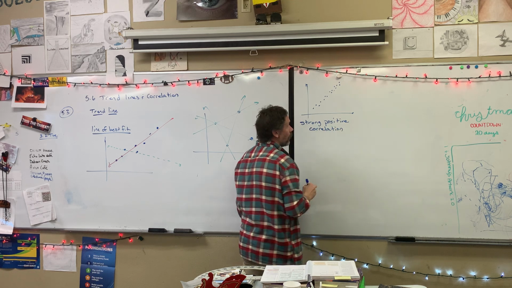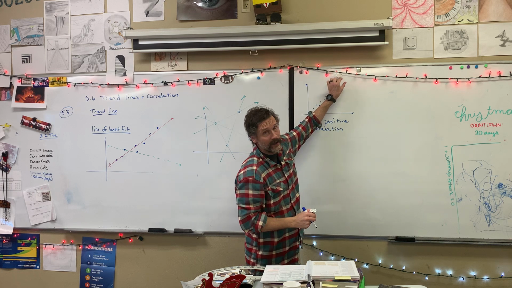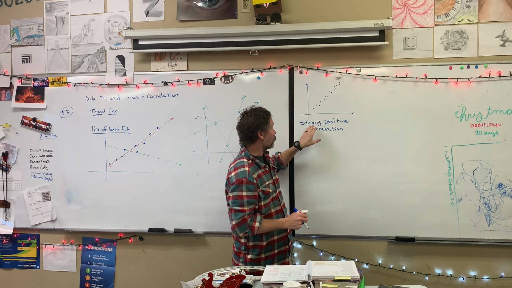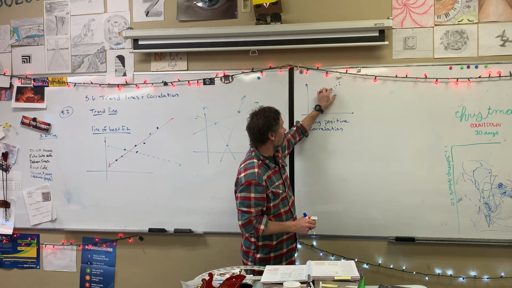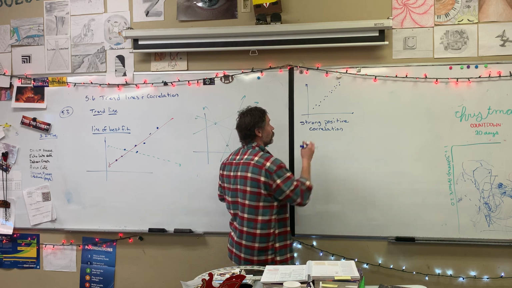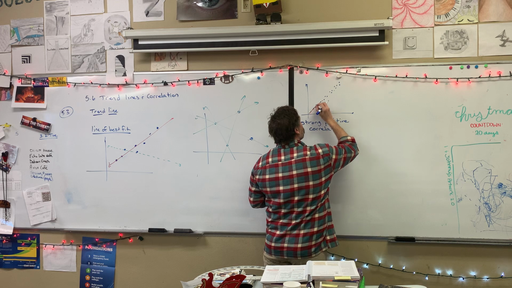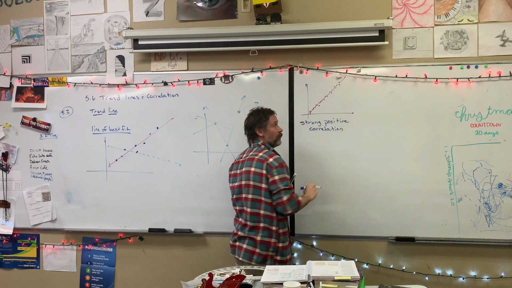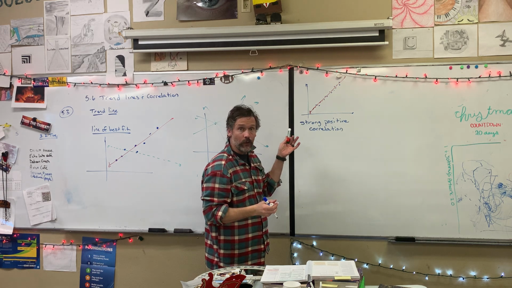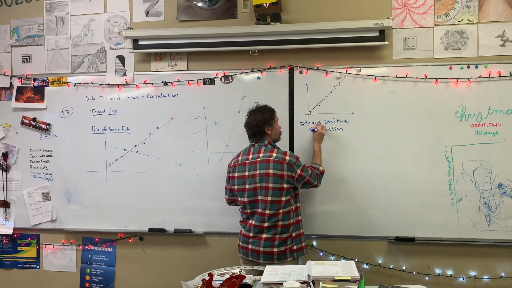Now, it's strong because all the points essentially form a line through here. So it's called a strong positive correlation. It's strong based off the fact that all the points make some sort of line if you think about drawing a line through those. If I drew a line through there, a line would represent all those points very well. Not all the points are on the line, but a line closely represents what all those points are. So that's why it's strong.